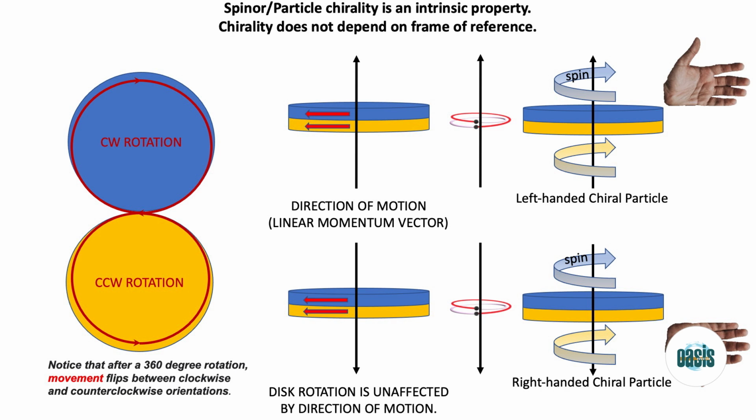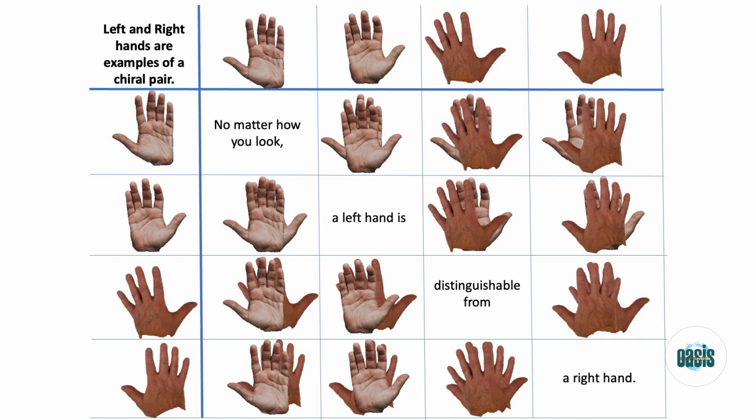Spinor or particle chirality is an intrinsic property. Chirality does not depend on your frame of reference. So if you look here, sorry, I lost my pointer. There it is. Here we're moving in this direction and we're spinning in this direction. Well, that's what your right hand does. Point your thumb in the direction of motion, and the curl of your fingers shows the direction of the spin. This is a left chiral particle. If we change the direction of motion, it now becomes a right chiral particle. So it is independent of point of view. Chirality is something that's baked into the particle. Your left hand and right hand are examples of a chiral pair. No matter how you look, a left hand is distinguishable from a right hand.